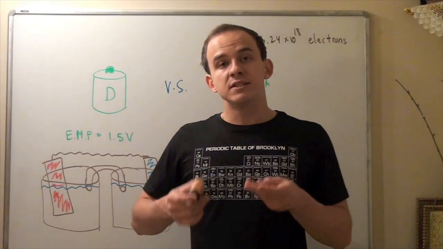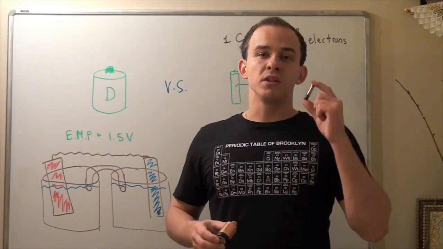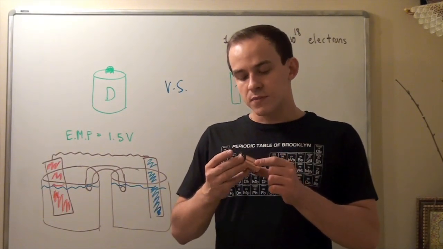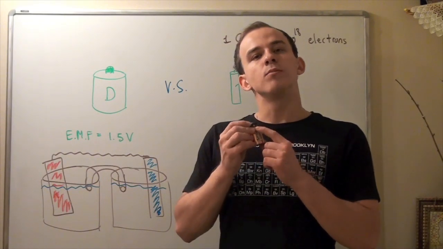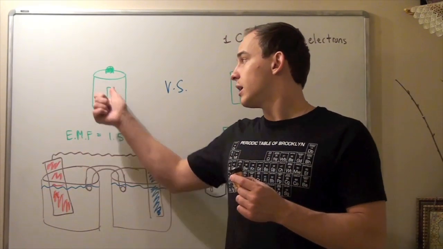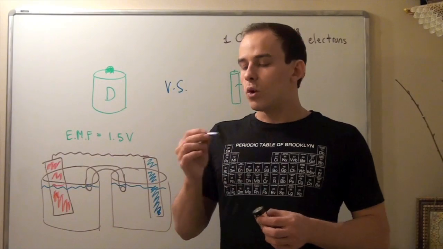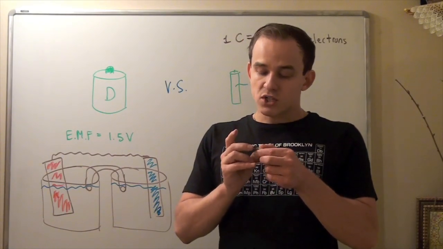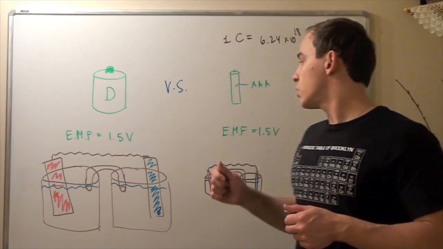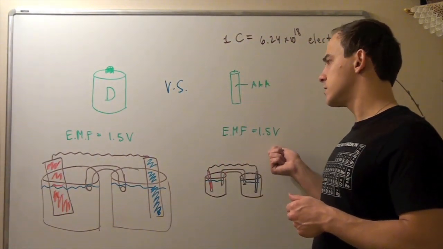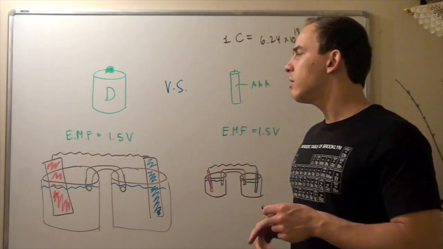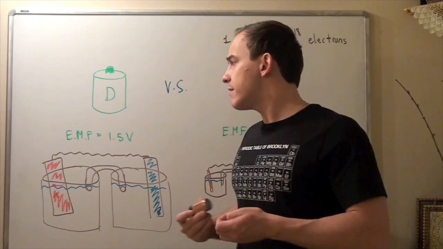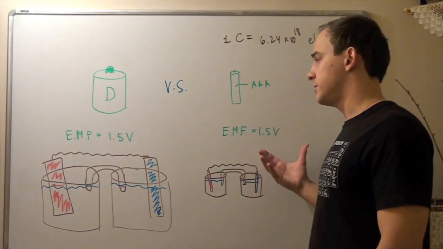So let us examine the difference between this D battery and this AAA battery. Well, according to this label, our electromotive force of this D battery is exactly 1.5 volts. So EMF of D is 1.5 volts. What is the EMF of this AAA battery? Well, the EMF of this guy is also 1.5 volts. Huh, that's weird. How come this more expensive, larger battery has the same EMF as this smaller and cheaper battery?